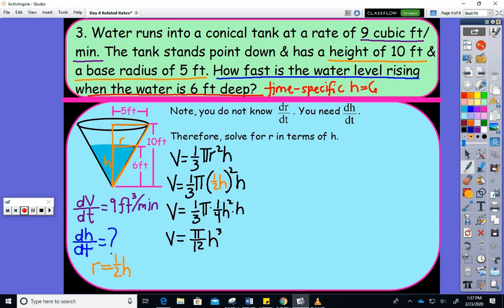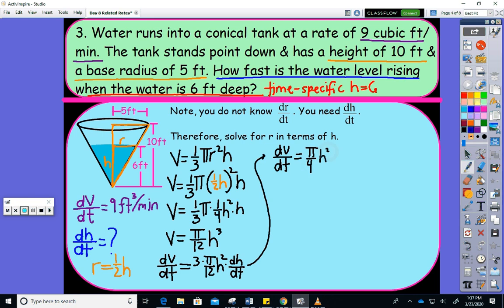All right, so here I go. Take the derivative of both sides. So the derivative of v with respect to t. Now on the right-hand side, my derivative would be 3 times pi over 12 h squared, and then I have to say, oh yeah, times the derivative of h with respect to t. Now, of course, that 3 pi over 12 can be replaced as pi over 4. So I've got dv/dt, and I could really do this step and the next one as one, but I'm going to say that's pi over 4 h squared dh/dt.